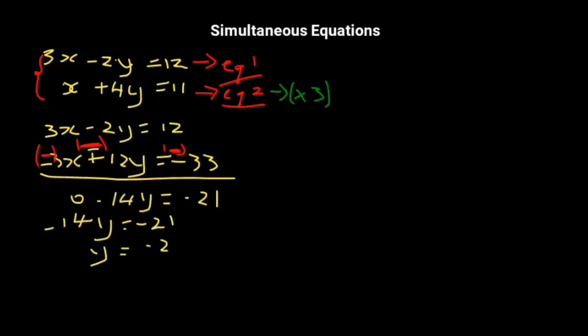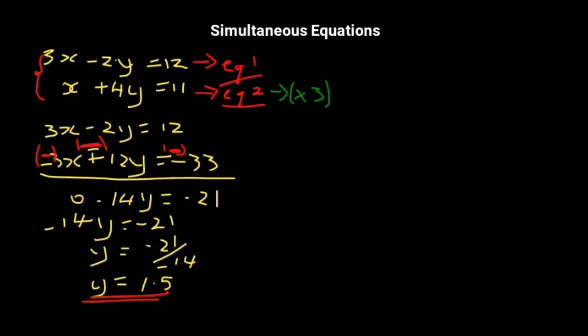To solve for y, we're going to divide by 14. So we have y is equal to negative 21 divided by negative 14. Our negative and our negative will cancel, so we'll have our answer as a positive 1.5. So we found our value for y, so we now need to find our value for x.